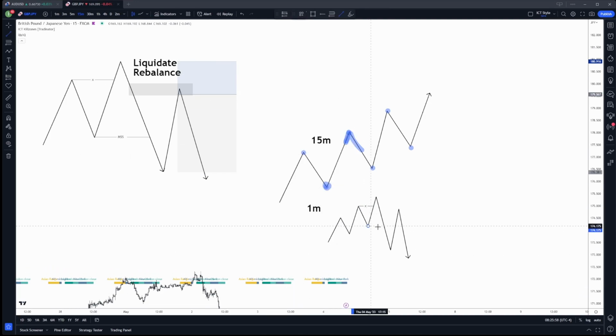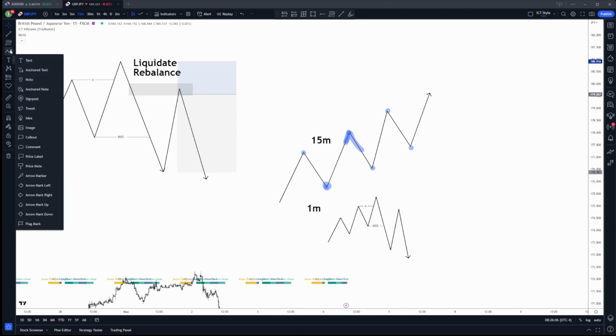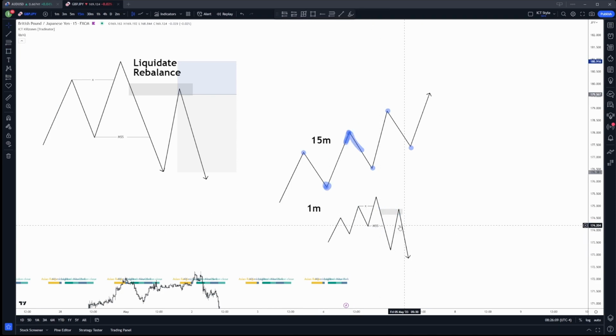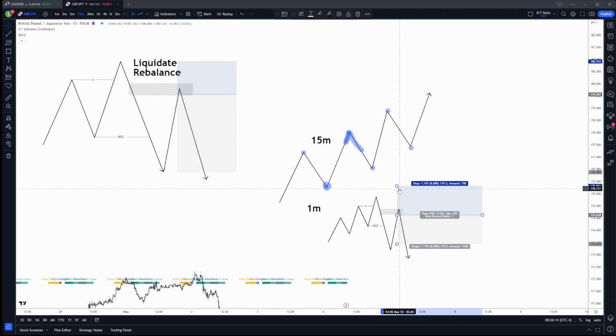We then notice that we have a market structure shift with a bunch of displacement. And what are we waiting for now? We are waiting for price to retrace to that fair value gap, which we do. So what do we all do? We place a short order here. We cover that high. And what do we target?